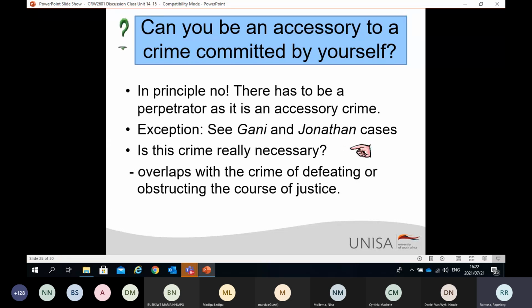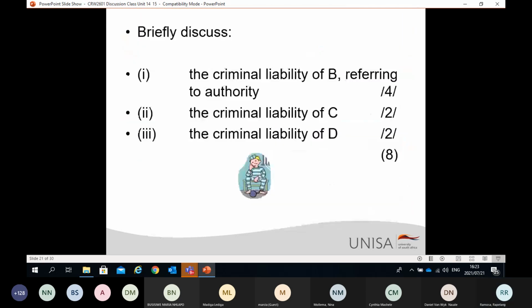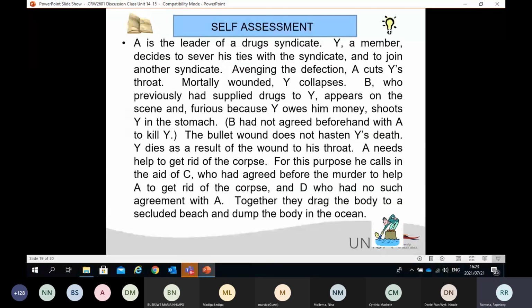So with that being said, this brings us to the end of the lecture as far as units 14 and 15 are concerned. I'm now going to go back to the self-assessment question, and we're going to show you briefly how these principles are to be applied.